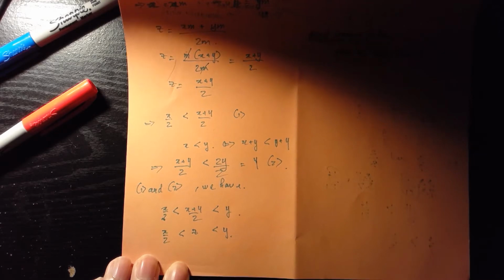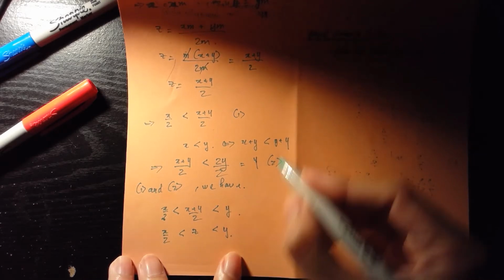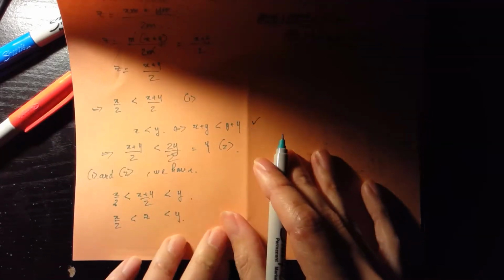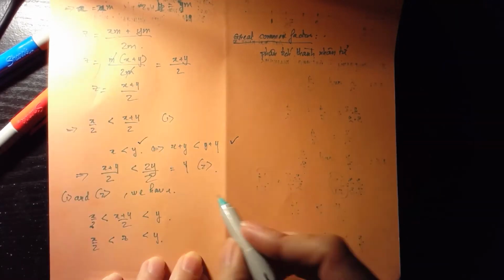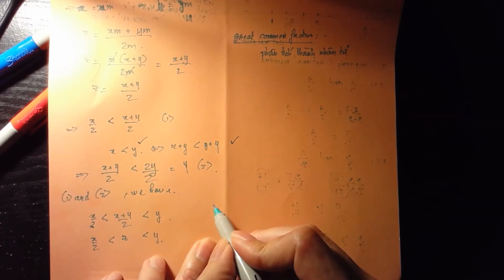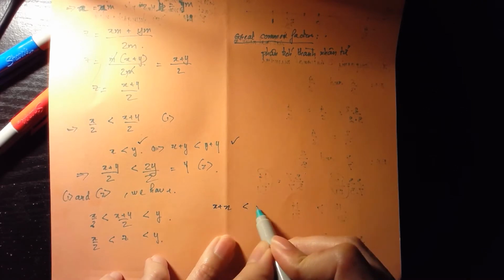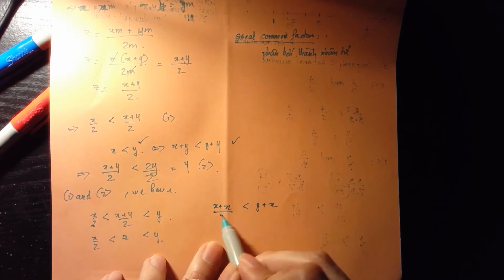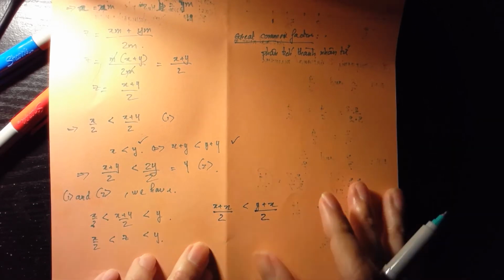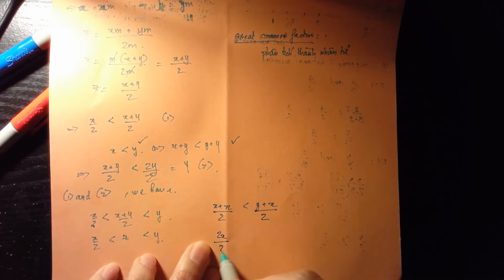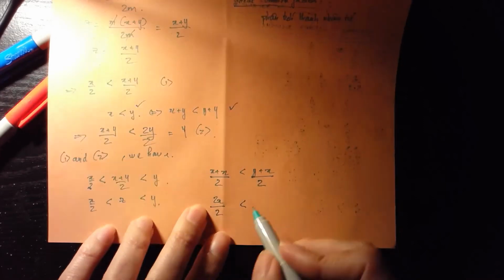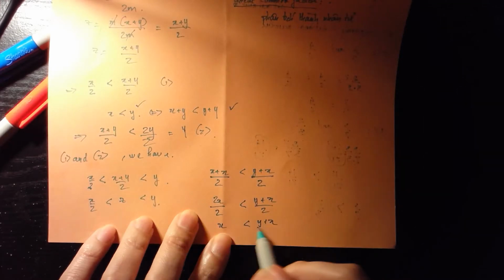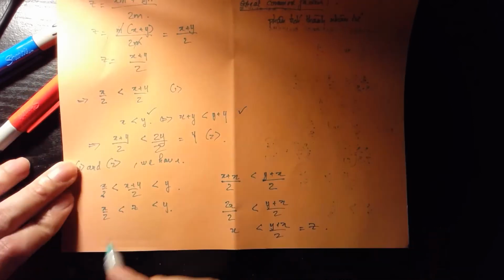Okay, this is what we're gonna have. So from here, let's see. From here, we have x plus x less than y plus x, right? So x plus x over 2 will be less than y plus x over 2. It will be 2x over 2 less than y plus x over 2. That will be x less than y plus x over 2, which is equal to z. Here you go.